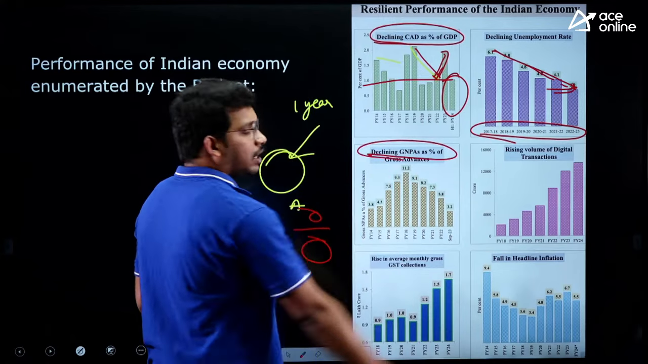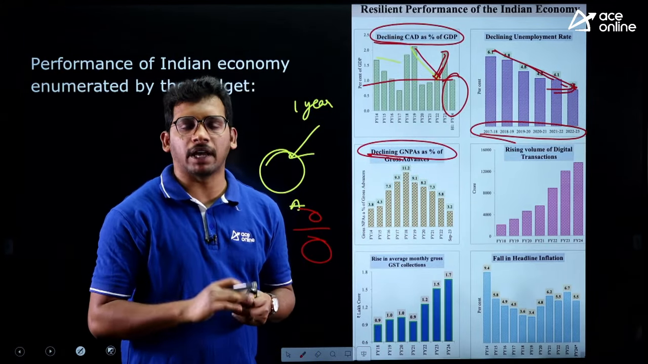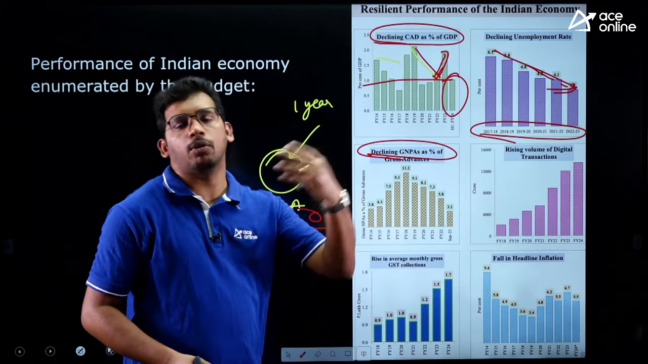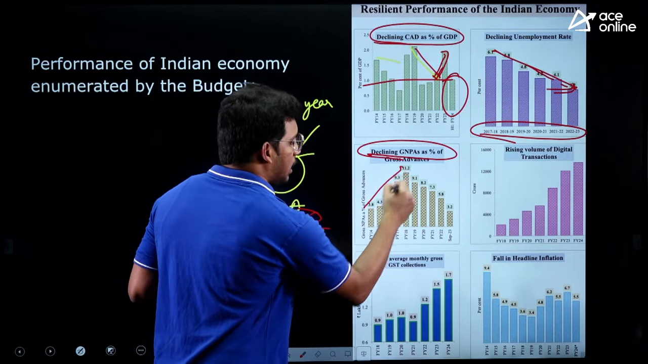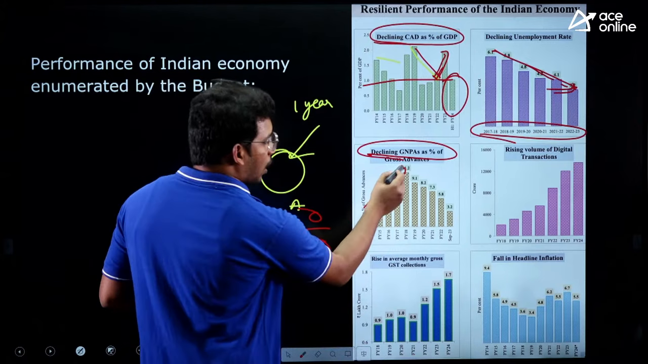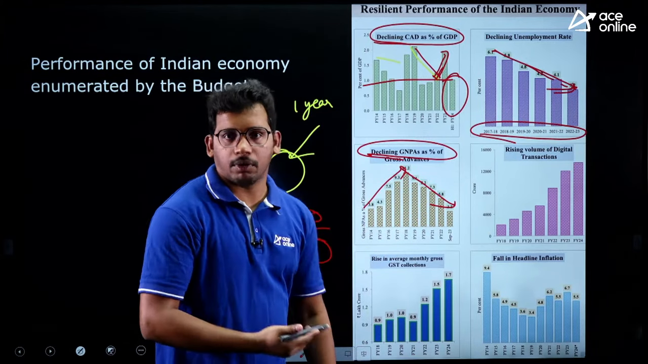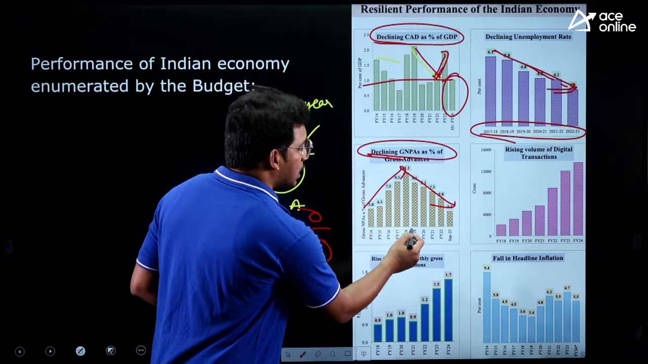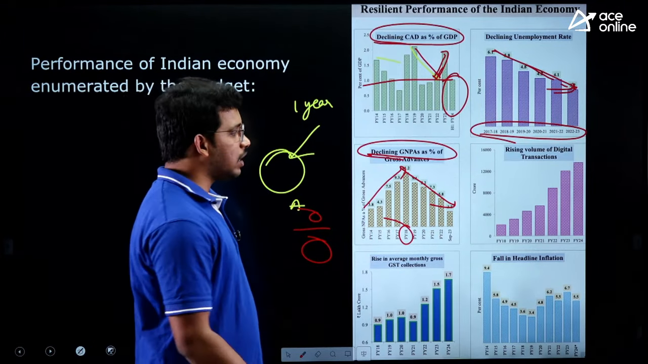Then declining non-performing assets. Non-performing assets means the loans given by the banks are not coming back, like Vijay Mallya, such people have escaped by taking money from banks. It increased till 2018, but now we can see a decreasing trend. RBI kept strict regulation, so there was a reduction in non-performing assets since the 2018 financial year. It kept reducing, right, which is a good thing.